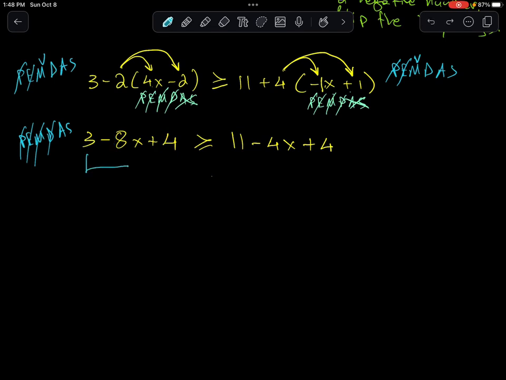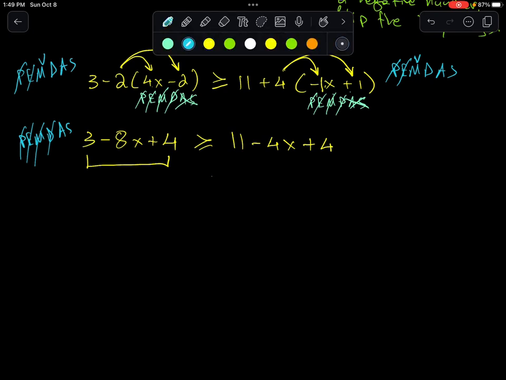Now, can I subtract those two? No, they're not like terms. How about those two? No, they're not like terms. How about those two? Yes, those are both constant terms, and I can subtract them, and this is what I'm going to do. So what I'll do here is addition and subtraction. Okay, let's do that.